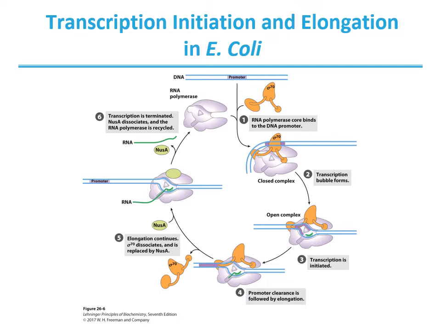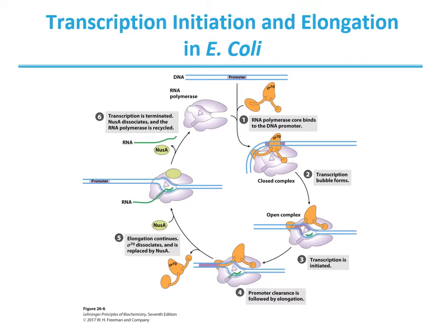Step 1. Sigma 70 binds to the promoter and recruits the RNA polymerase. This creates the closed complex. Step 2. This complex creates a transcription bubble and the open complex is generated. Step 3. Transcription is initiated and RNA polymerase begins to read the template strand of DNA as it creates the complementary RNA segment. Step 4. The RNA fragment is elongated as the RNA polymerase moves away from the promoter.